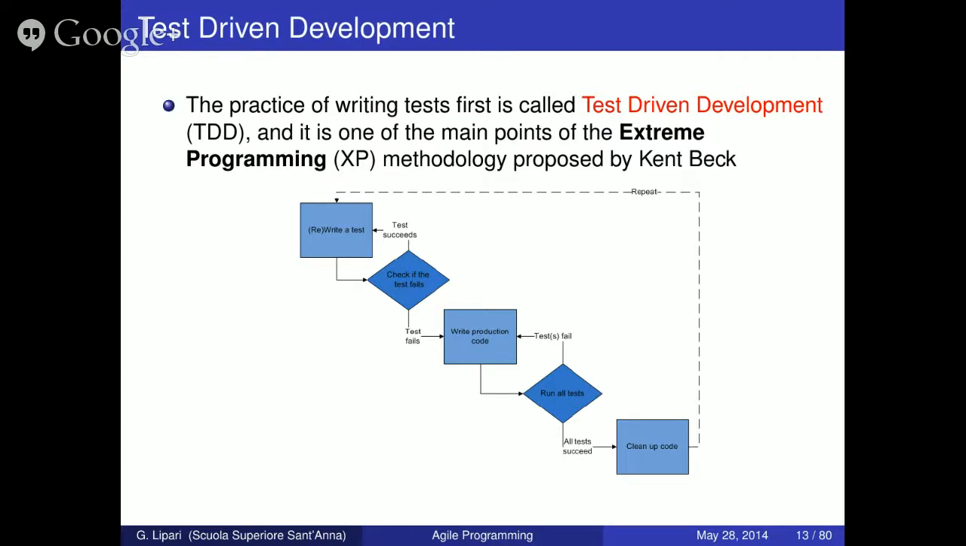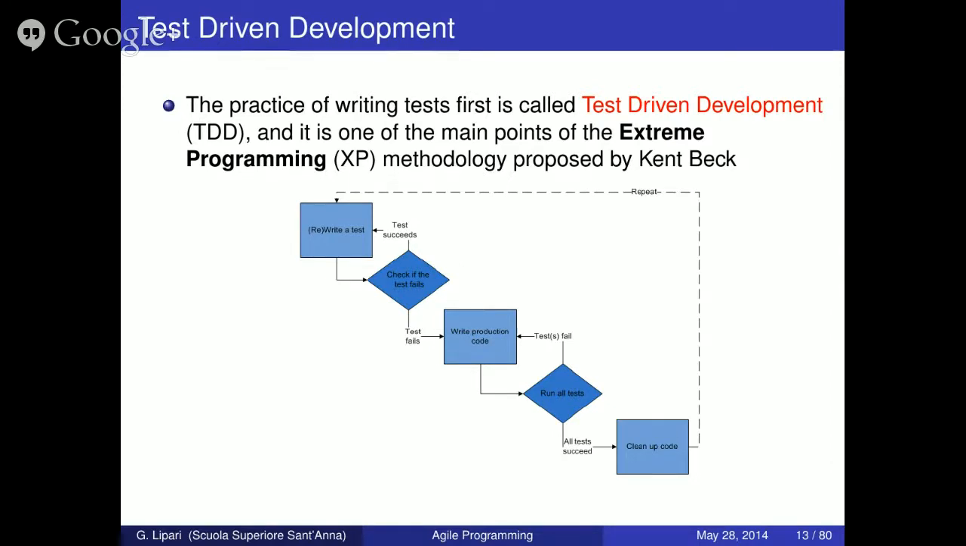As I said, you start by writing the test for your code. Then you check if the test fails. If the test succeeds, you write a new test until you think that you have enough. If the test fails, of course, what you have to do is to write production code, so the implementation of your class. So at the very beginning, you start writing the test for your class. The class is not there, so the test is going to fail. Then you write production code.